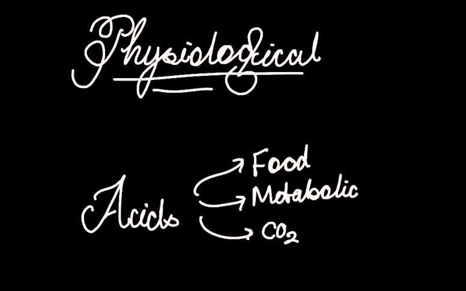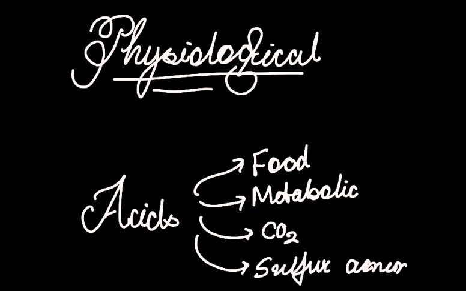Then next we have sulfur-based amino acids. When these sulfur-based amino acids are metabolized, they form sulfuric acid. Now this sulfuric acid is also responsible for increasing the acidity of the blood, or let's say decreasing the pH of the body.